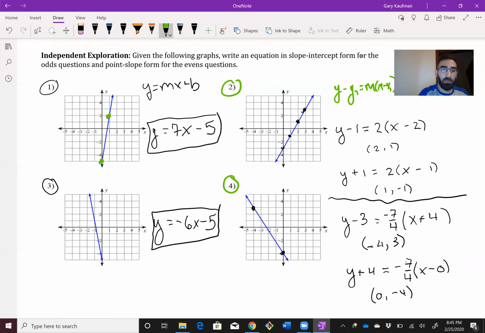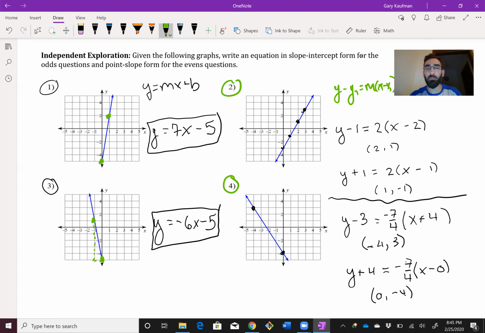I did the same for 3. I found the y-intercept, which happened to be the same value. I found another point, which happened to be right there. And I again counted the slope. In this case, it was down 6 over 1, so a slope of -6.